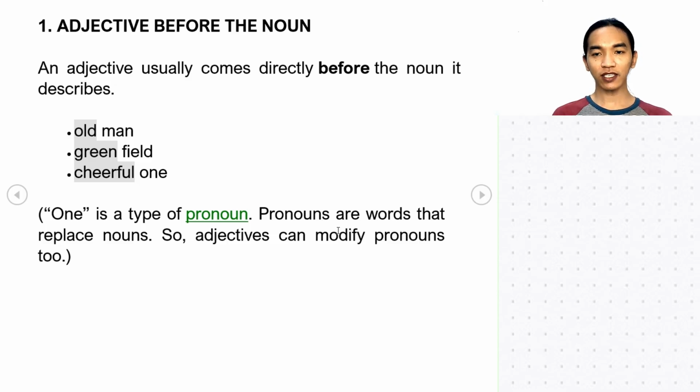So, an adjective usually comes directly before the noun it describes, okay? So, this is a common position that we see. Example here: old man, green field, cheerful one, okay? So, one is a type of pronoun, and pronouns are words that replace nouns. So, adjectives can also modify pronouns. So, remember, adjectives can modify pronouns and, of course, nouns. Okay, again, adjectives before the noun.